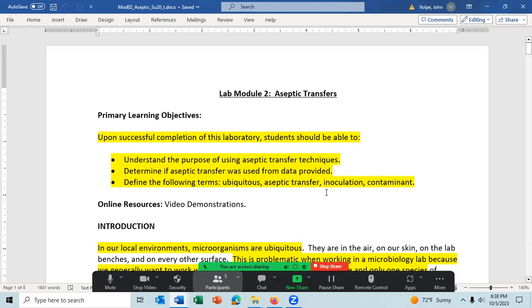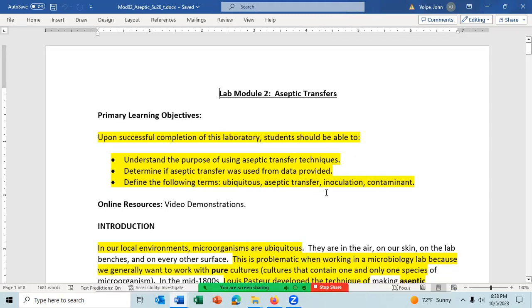So lab module 2, aseptic transfers. The learning objectives are: 1, understand the purpose of using aseptic transfer techniques. 2, determine if aseptic transfer was used from the data provided, meaning we'll give you a picture and then you tell us if aseptic transfer was used. And then 3, define the following terms. What's ubiquitous mean? What's aseptic transfer? What's inoculation? And what's a contaminant? Any question about the objectives?